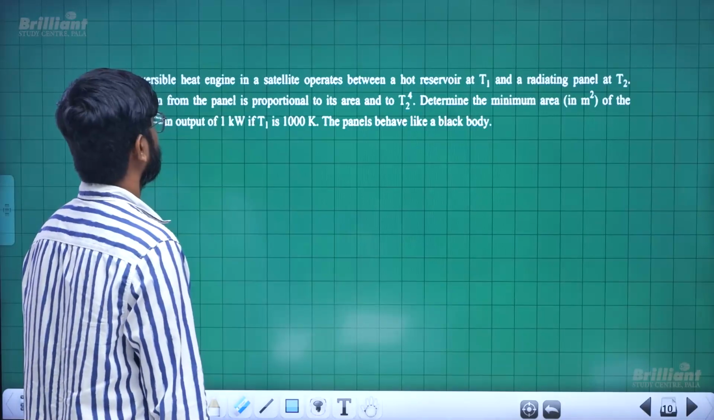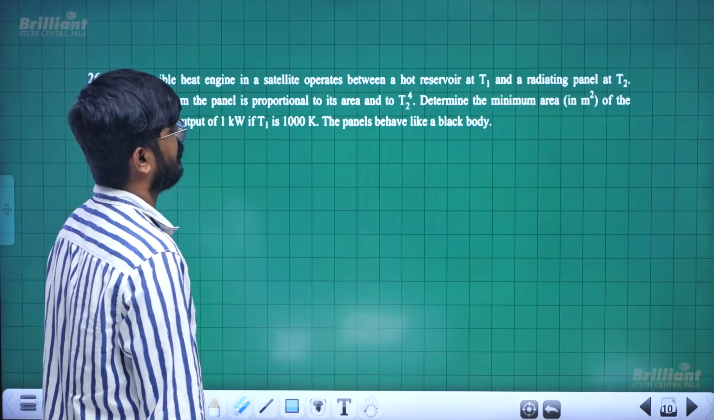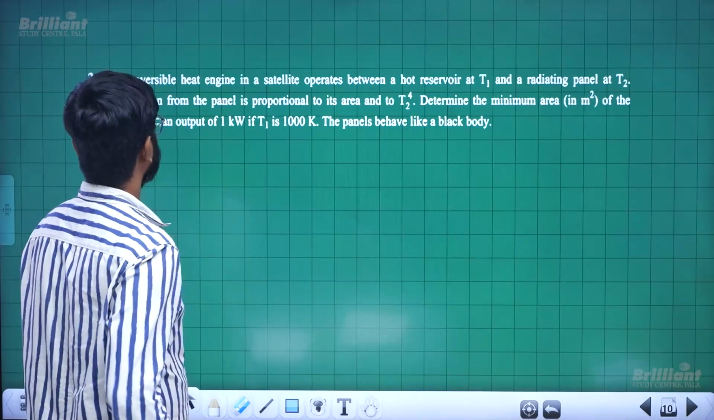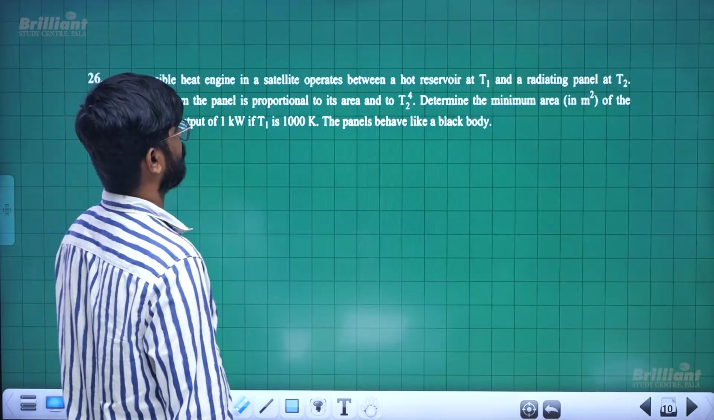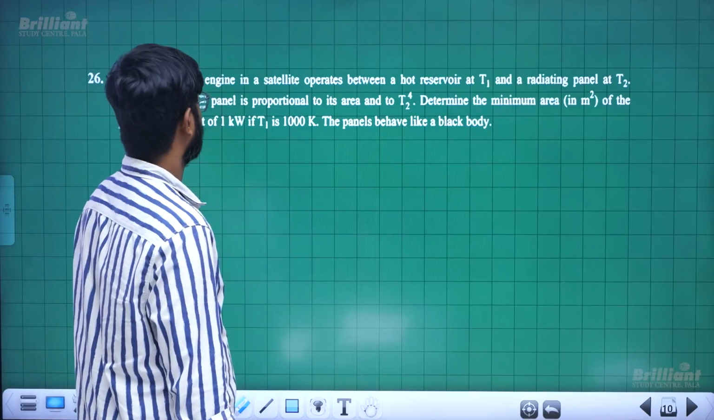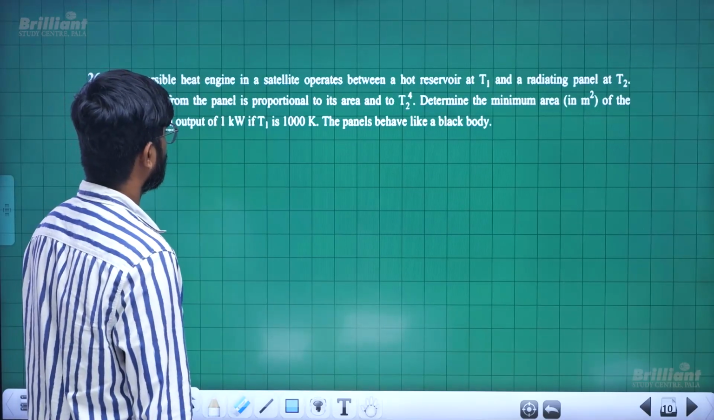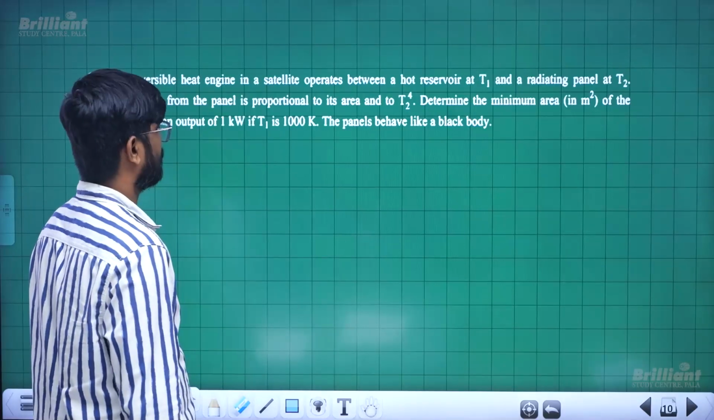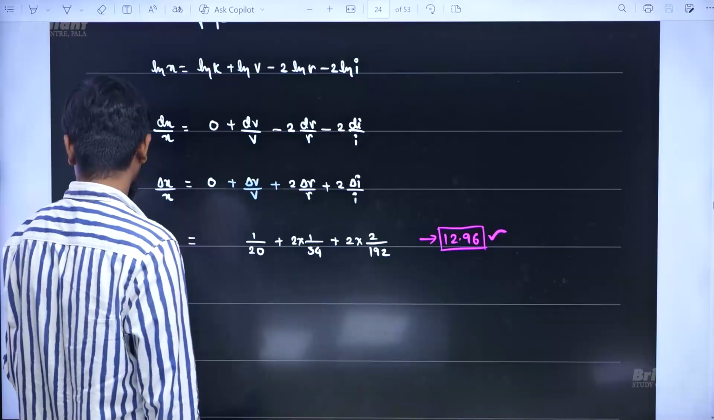A reversible heat engine in a satellite operates between a hot reservoir and radiating panel. Radiation from the panel is proportional to its area and to T2 power 4. Determine the minimum area of the panel for an output of 1 kilowatt. If T1 is 1000, the panel behaves like a black body.